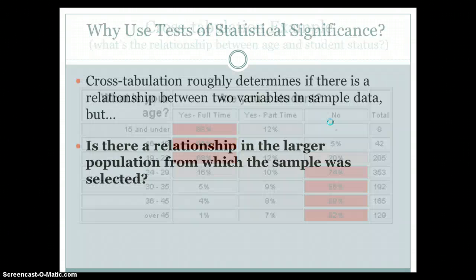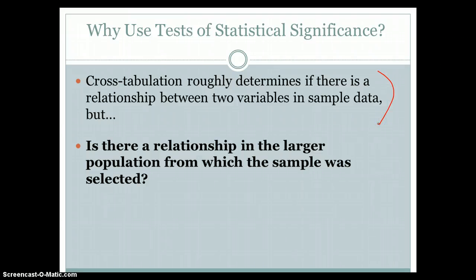Well, a cross-tabulation can roughly determine if there's a relationship between two variables, but we want to use tests of statistical significance, particularly with some nominal variables, to see if there is a relationship in the larger population from which our sample was selected. In other words, could we say that based on our sample, if we have a representative sample for our population, that if there's an association between two variables in our sample, it's likely that there's an association between those two variables in the larger population. In other words, how much can we extrapolate or infer about the larger population from our sample data?